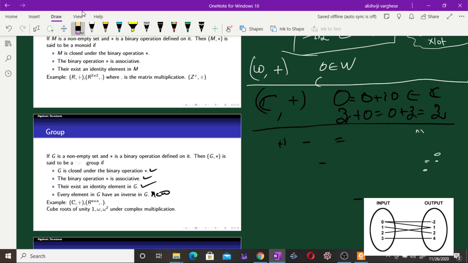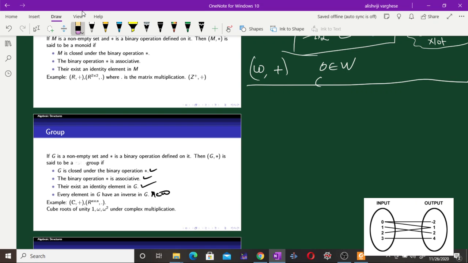So by all this we can claim that under addition R to the n by n forms a group. Now what if we consider the case of multiplication defined on all these sets? So let's start with the set of all real numbers.